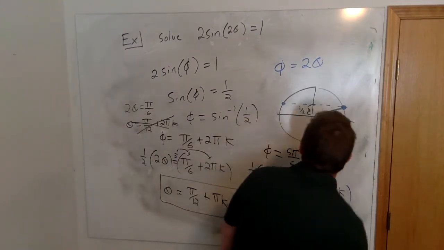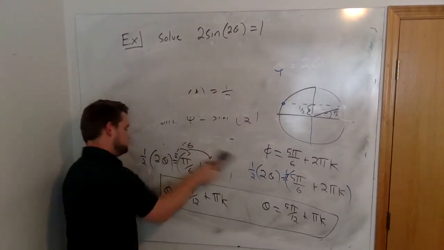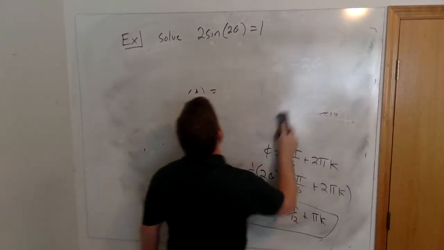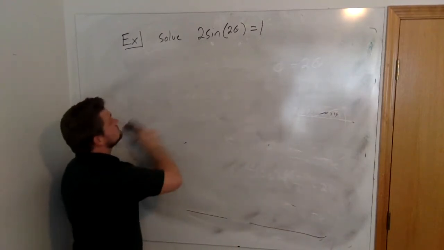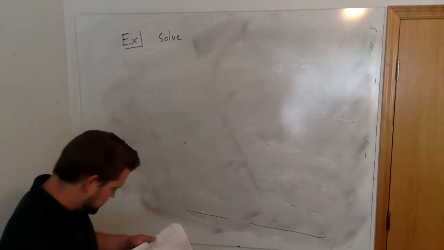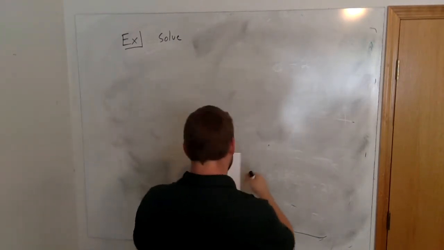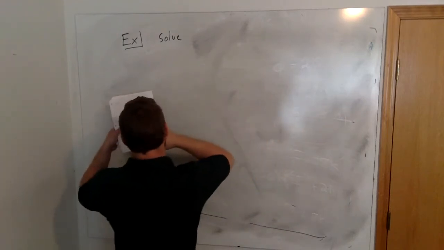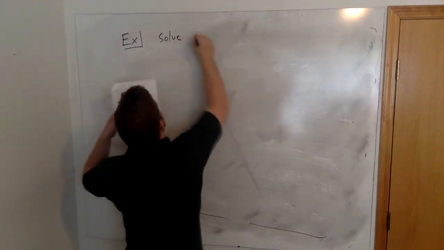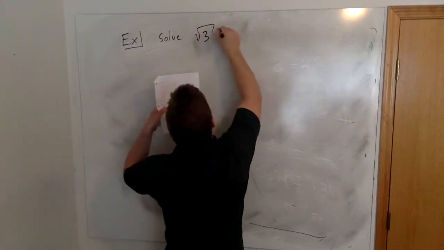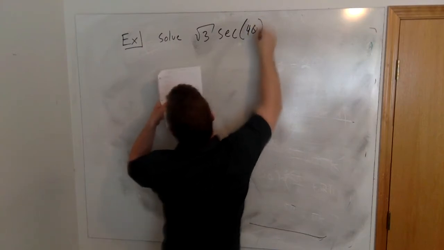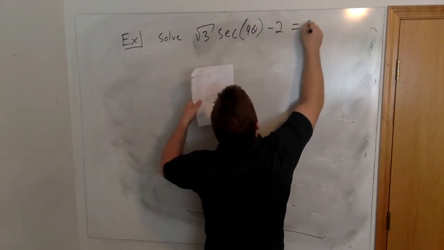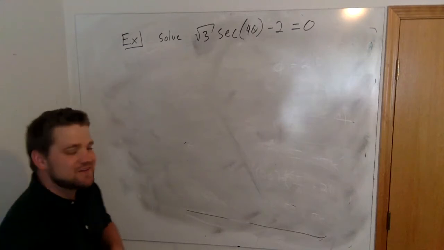Okay, let's do another example. Let's have you try to solve the square root of 3 times the secant of 4 theta minus 2 equal to 0. Go ahead and pause the video and give this one a shot.